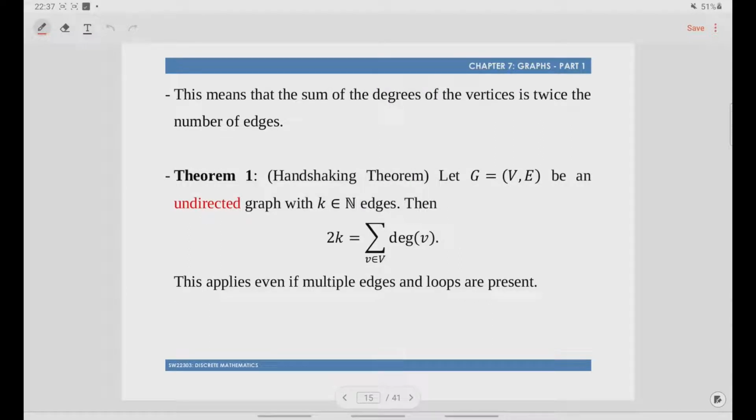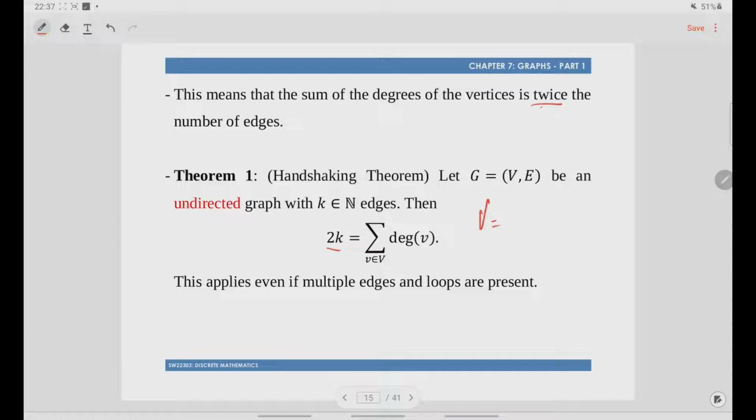What does it mean? This means that the sum of the degrees of the vertices is twice the number of edges, as provided in theorem number 1. Theorem number 1 is called the handshaking theorem. Let G be an undirected graph with k edges, where k is a natural number, a counting number of edges. Then 2k, twice the number of edges, is equal to the sum of the degrees of all vertices in the vertex set V.